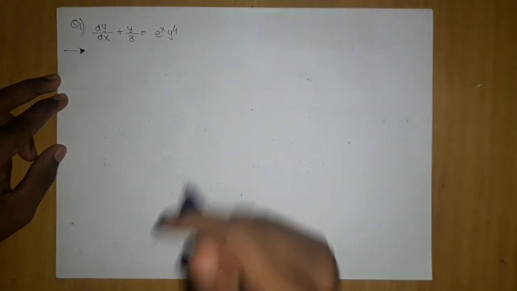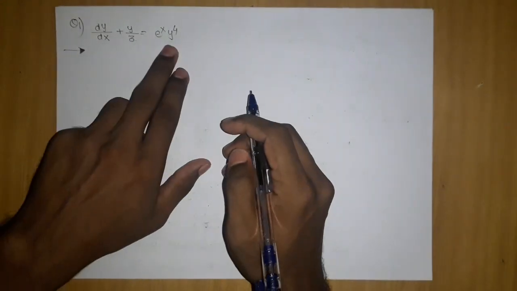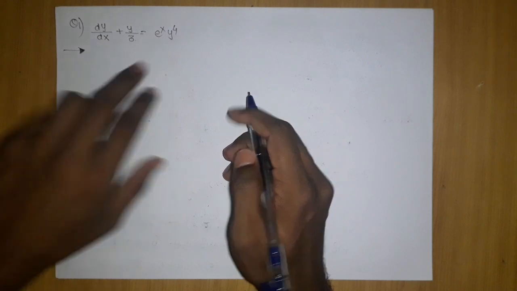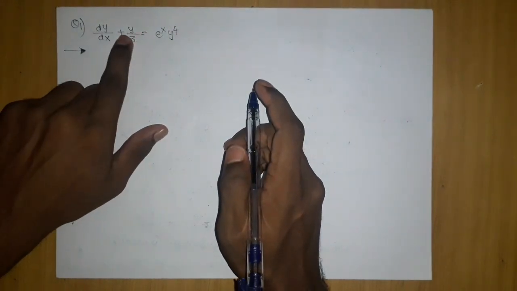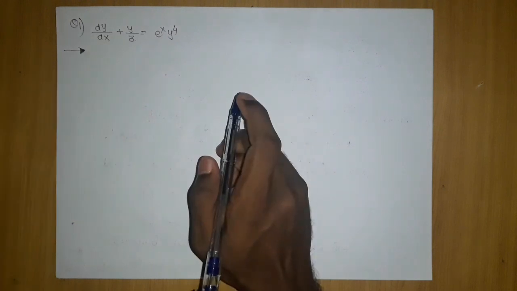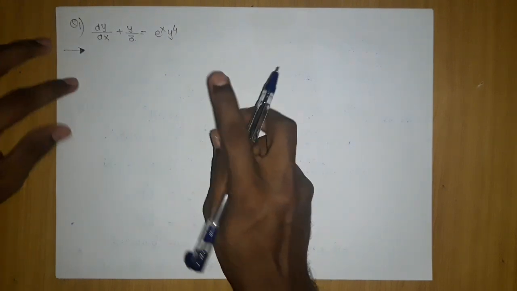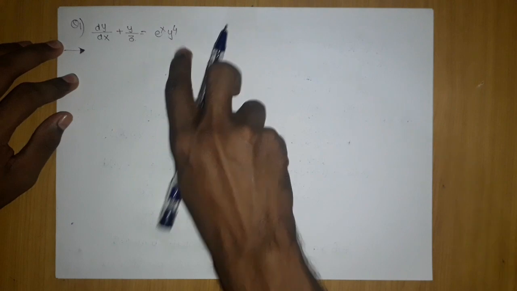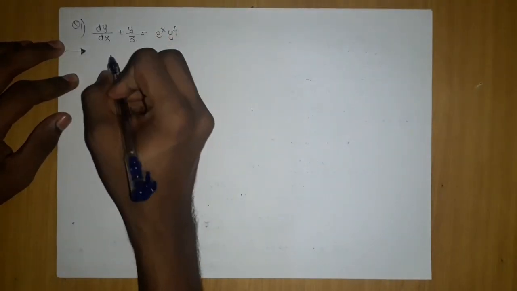Now your job is to get rid of this, because remember, here q of x should be a function of only x. There should be no y term. So what you are going to do is divide throughout by y power 4.